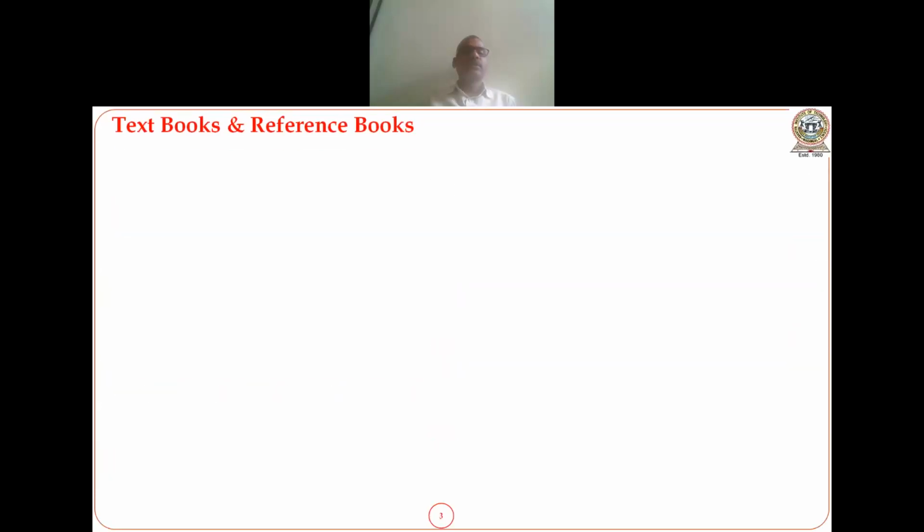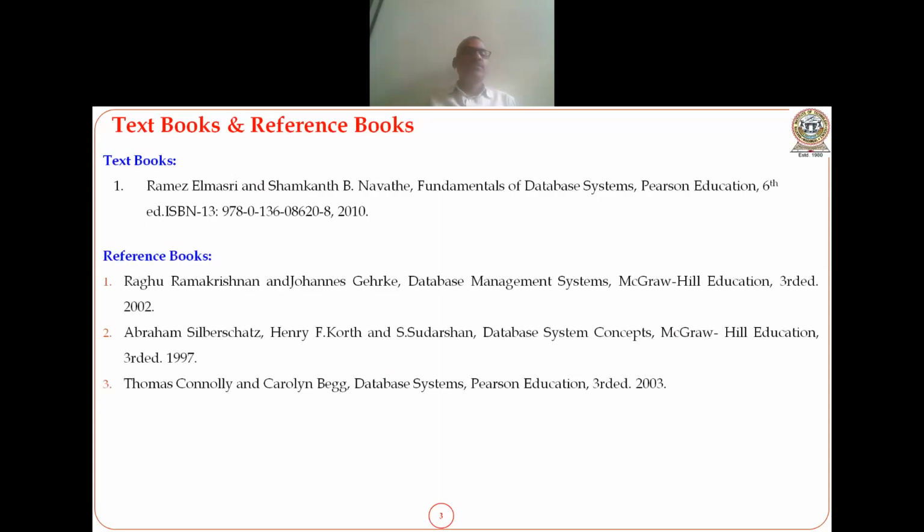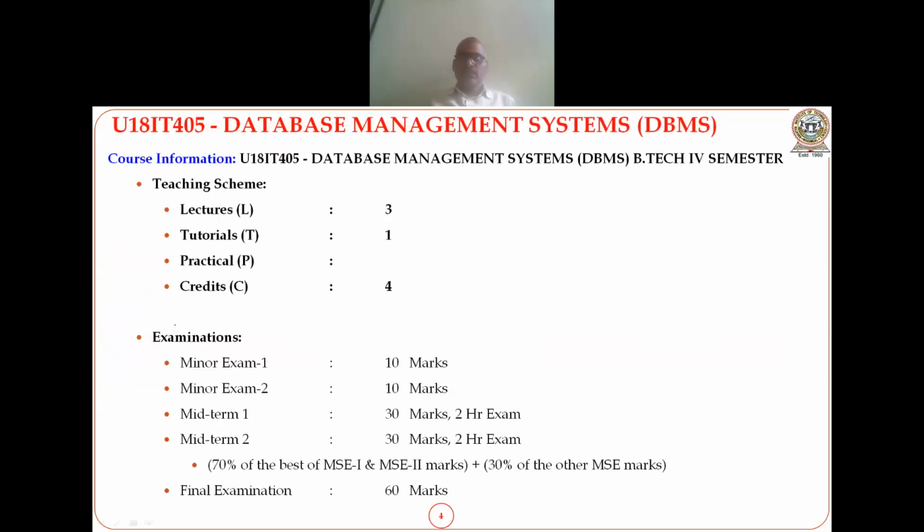The prescribed textbook for this course is Ramez Elmasri and Shamkant B. Navathe, Fundamentals of Database Systems, Pearson Publications. These are some of the reference books, Ramakrishnan and Silberschatz and Thomas Connolly, that you can use for your course. This is the prescribed textbook and these are three reference books. For database management systems, we have three lectures, one tutorial, and it is a 4 credit course.